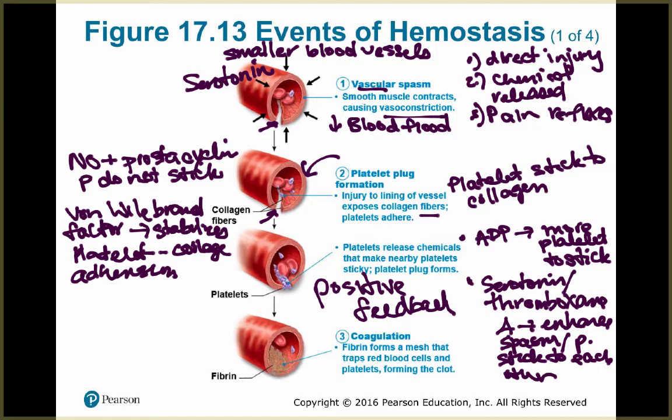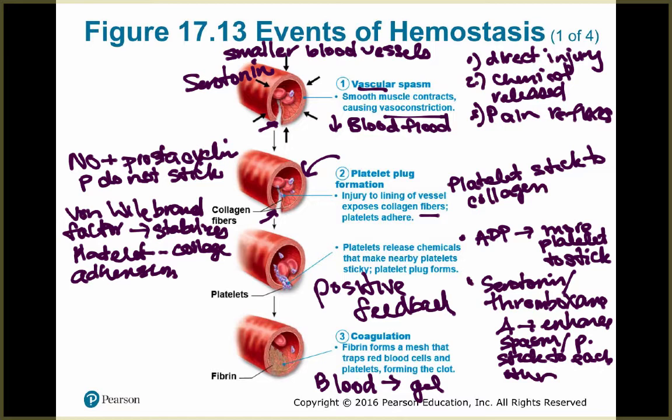And then the last step is coagulation, and this is where fibrin forms a mesh and traps red blood cells and platelets, forming this overall clot. So in this stage, blood is being transformed from a liquid to jelly-like. And there's a series of clotting factors that are called coagulants that help this clotting mechanism happen.